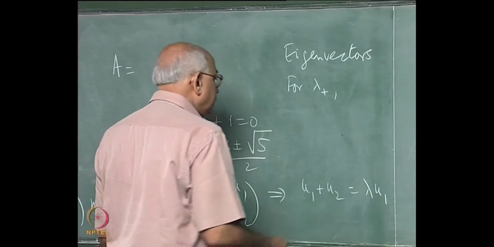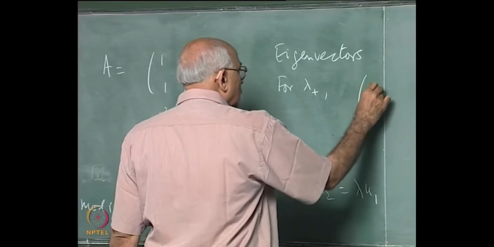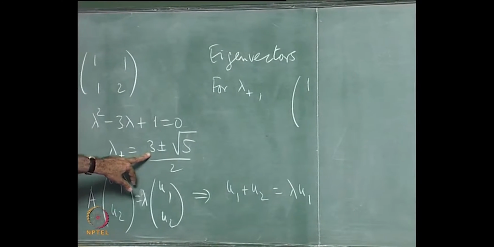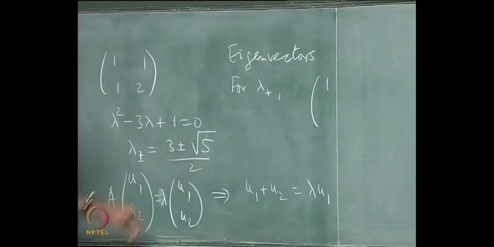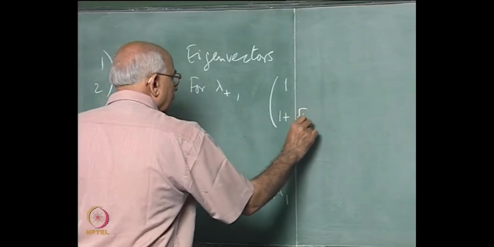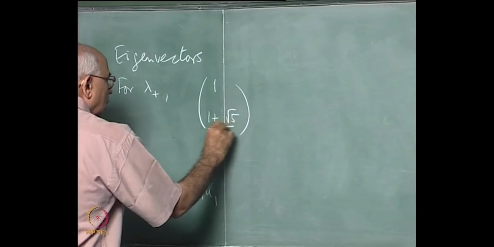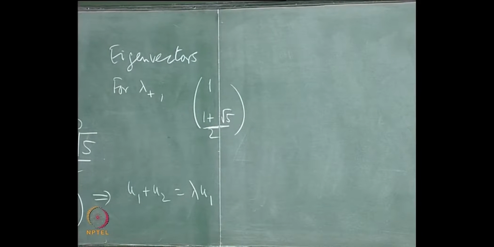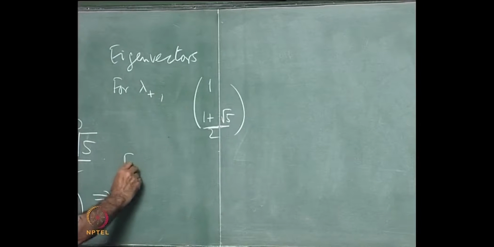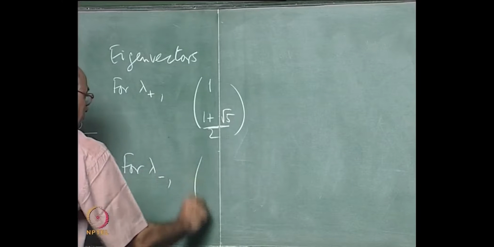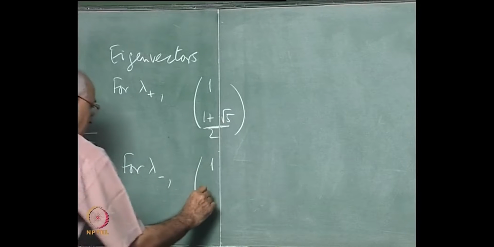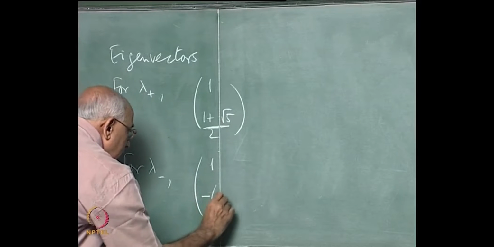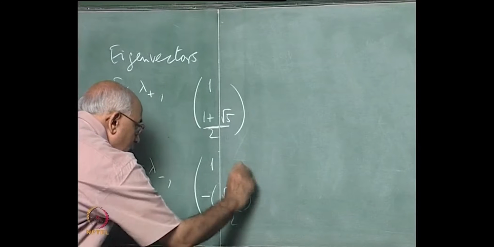for lambda plus, the eigenvector is, if I choose u1 to be equal to 1 for instance, u2 is lambda minus 1 times u1. So this is equal to 1 and lambda minus 1, that is 3 plus root 5 minus 2, that is 1 plus root 5 over 2. That is the eigendirection. And for lambda minus, the eigenvector is 1 and then a minus sign here, 1 minus root 5, but since root 5 is bigger than 1, let me write this as minus root 5 minus 1 over 2.